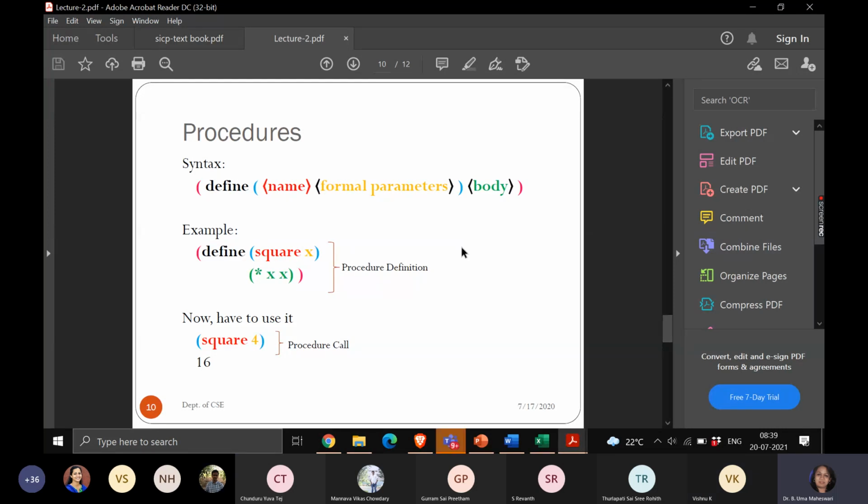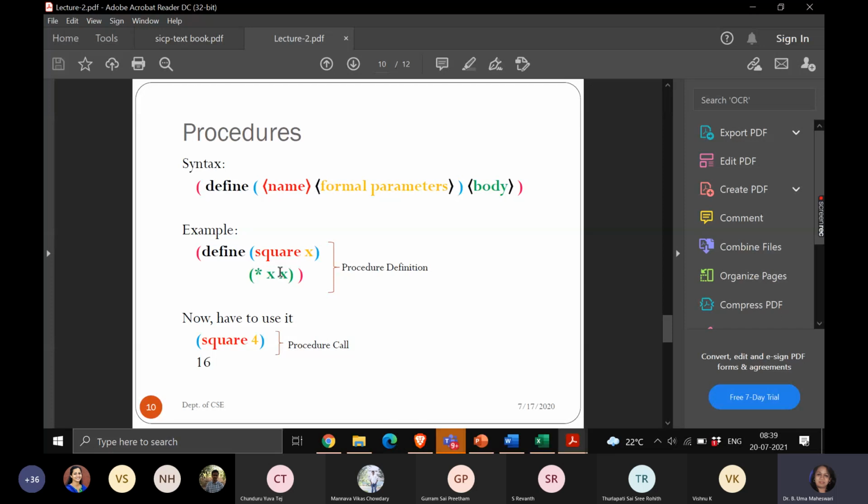So how to define a procedure? This is a very primitive one. Define is the keyword, then the name of the procedure, then the formal arguments and the body. In any language, this is applicable. So define square of x, where square is the name of the procedure and x is the formal argument. Inside the body section you can see x into x. This is called a procedure definition.